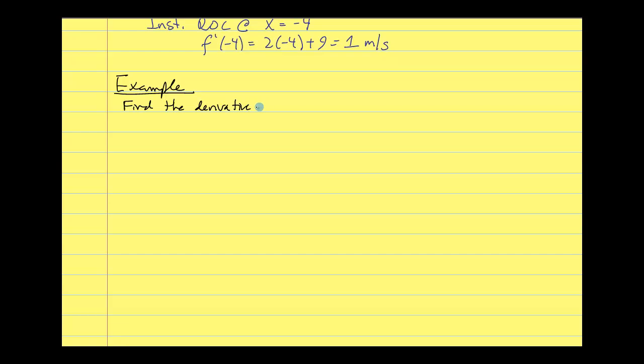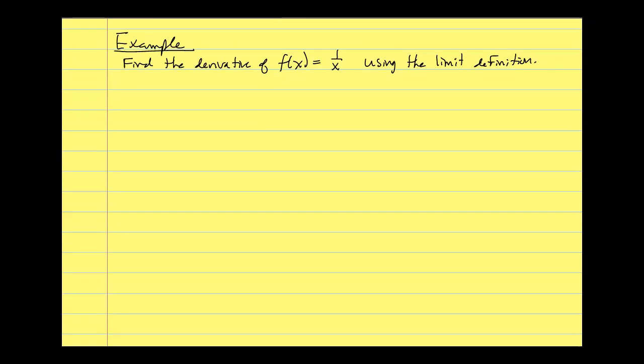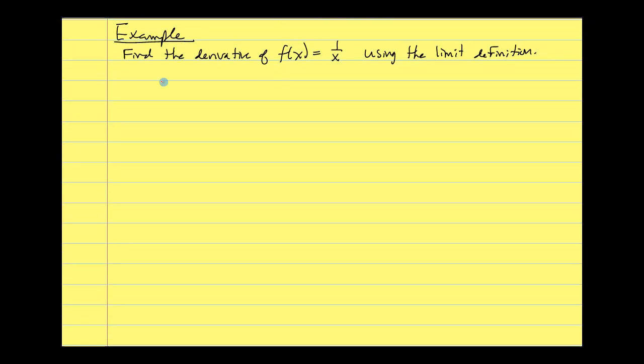And let's use a really nice little easy function here. Find the derivative of f of x equals 1 over x using the limit definition. So again, I would always encourage you to write down what the limit definition of the derivative is. That is f prime of x equals the limit as h approaches 0 of f of x plus h minus f of x all over h.